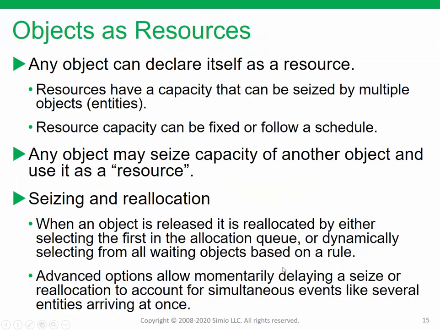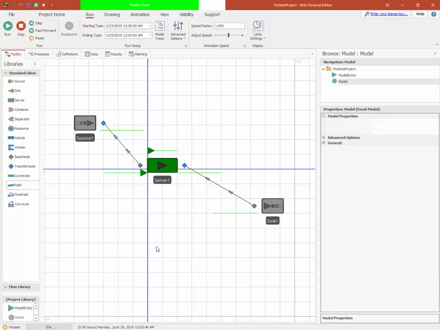And so, as I said, in Simio, any object can declare itself as a resource, and resources can be seized by multiple entities. This is a little bit of a strange notion when you think about having an entity seizing, say, another entity, but that's perfectly allowable, and often that flexibility is quite useful. Seizing and reallocation, let's go back and look at the model that we just built.